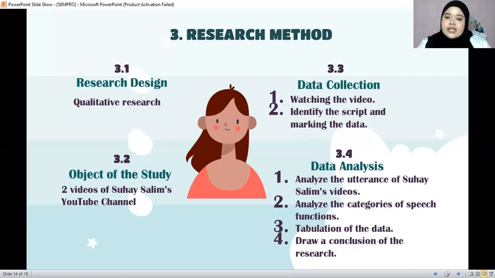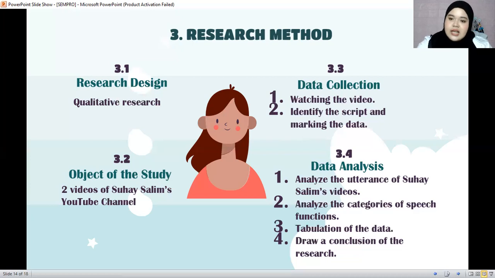Second, identify the script and mark the data. After the researcher has watched the video many times, the next step is to identify the transcript of the video. The researcher can get a transcript by turning on the subtitle button on YouTube, but to produce more precise data, the researcher will check the data by correcting scripts that do not match the video. Hereinafter, the researcher will determine and mark which parts of the video are included in the categories of speech functions and what type of speech functions she used.